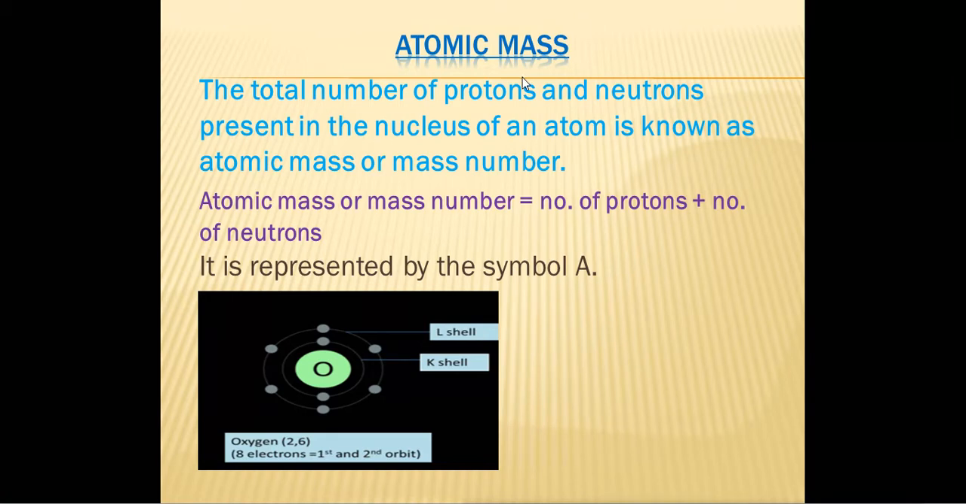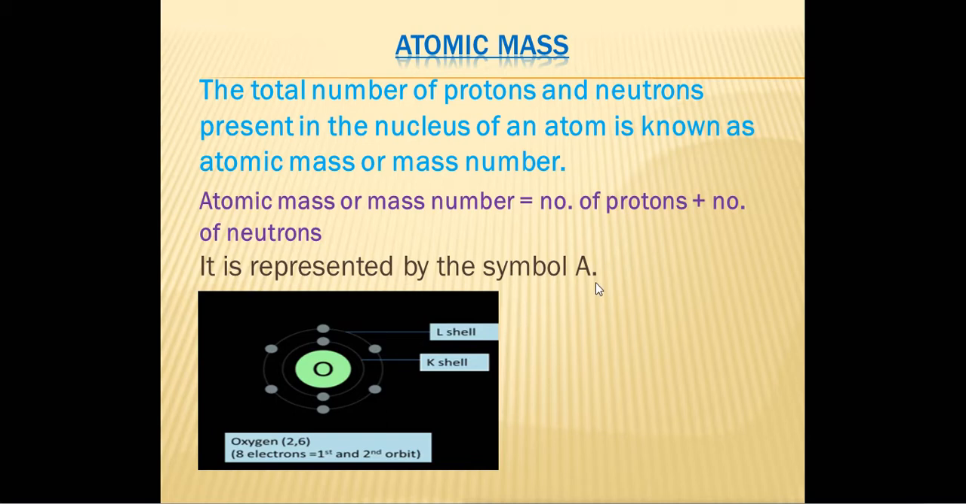So let's have a quick look at the definition of atomic mass or mass number. The total number of protons and neutrons present in the nucleus of an atom is known as atomic mass or mass number. So atomic mass or mass number is equal to the number of protons plus the number of neutrons. You can remember it with this formula also: atomic mass or mass number is equal to number of protons plus number of neutrons. If you remember this one, you can easily write the definition of atomic mass.